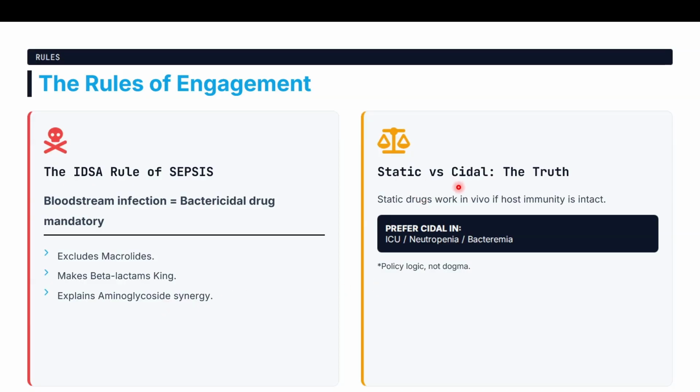Static versus cidal: the truth. Static drugs work in vivo if the host immunity is intact. This is a very important line: when the host immunity is intact and the patient is not immunocompromised, a static drug will prevent multiplication of the bacteria until the host immunity can take over. So prefer cidal in ICU setups, neutropenic patients, and bacteremia. It is a policy logic and it's not a dogma.